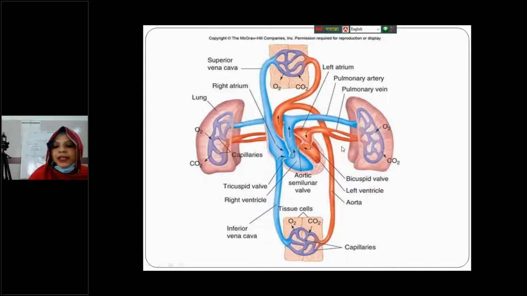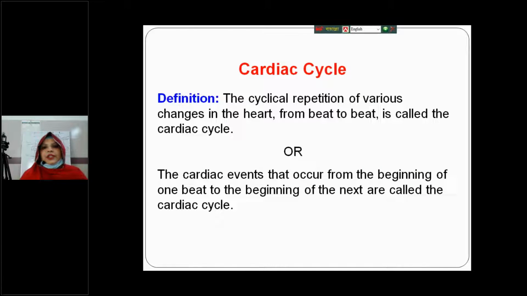This is the total circulatory system. Already I have drawn it on the blackboard. Now, first topic, cardiac cycle. What is cardiac cycle? Very, very important written question and viva question also.